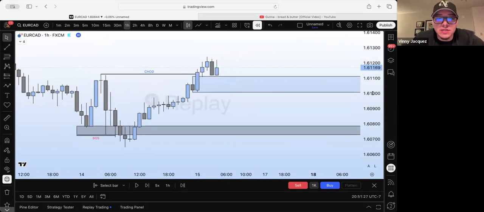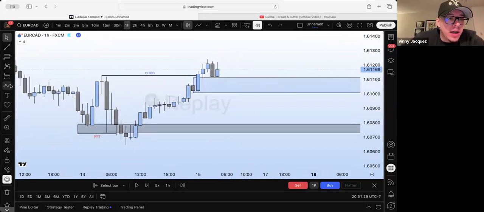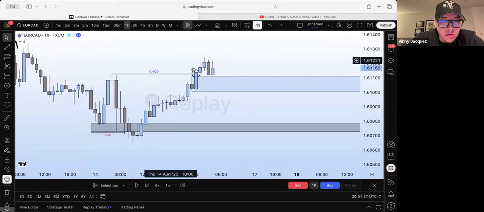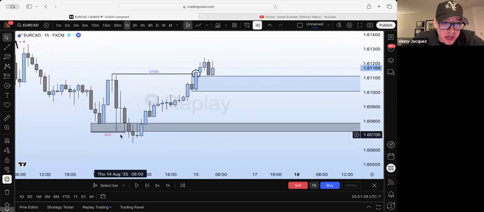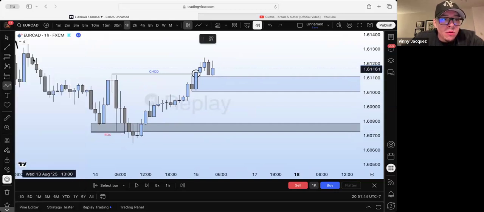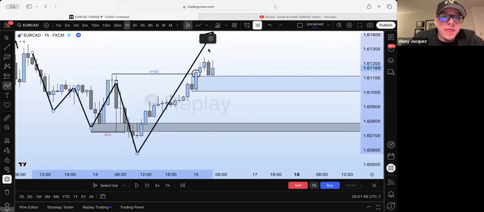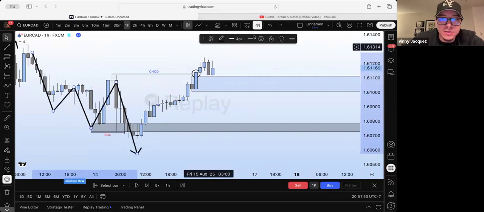Give me a 3 if this is making sense. Why are we looking for buys? One, because we have the change of direction here. If we never change direction, we're not looking for buys. But because we went from downtrend to uptrend, that's why we are looking for buys.